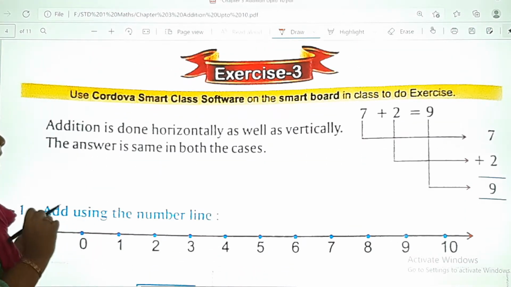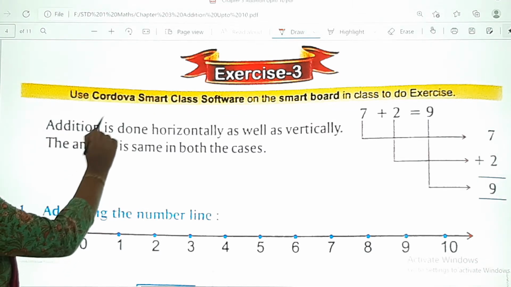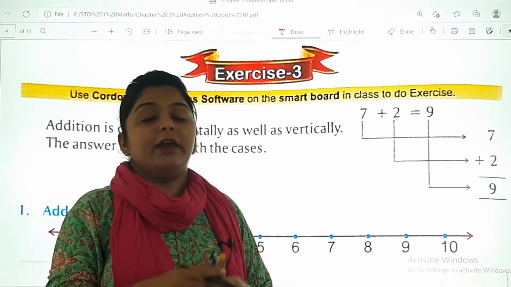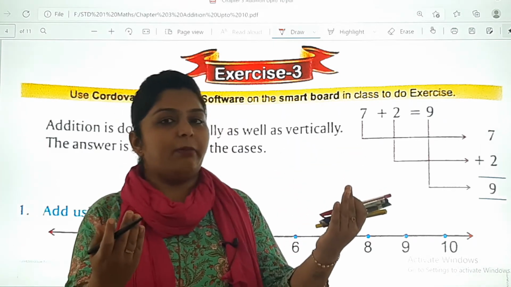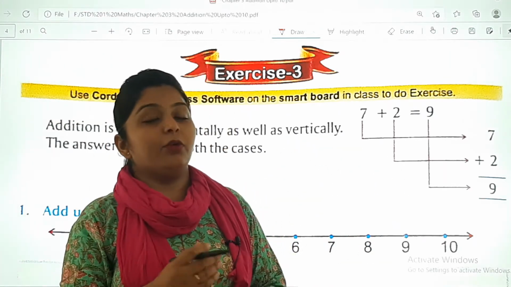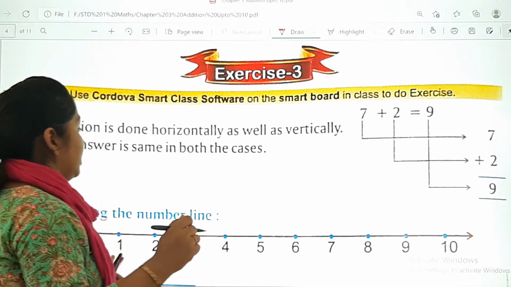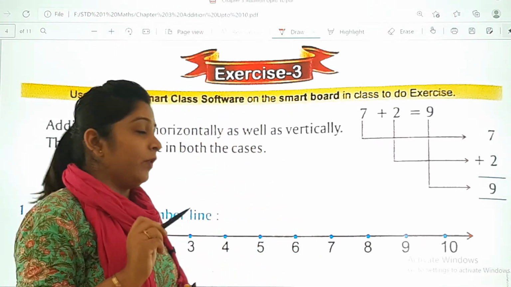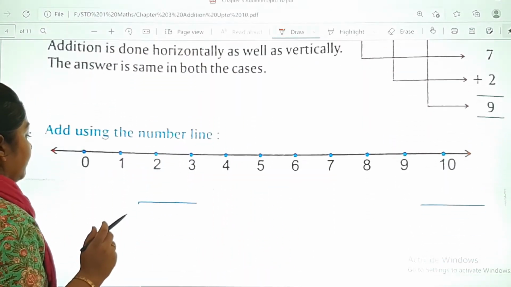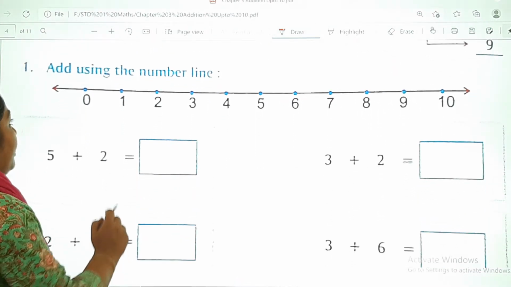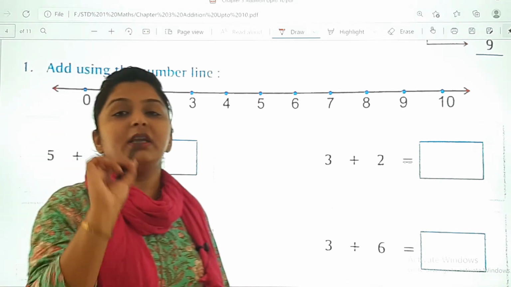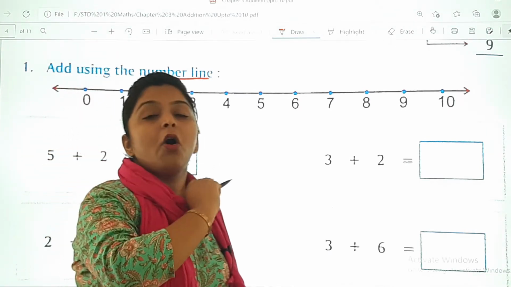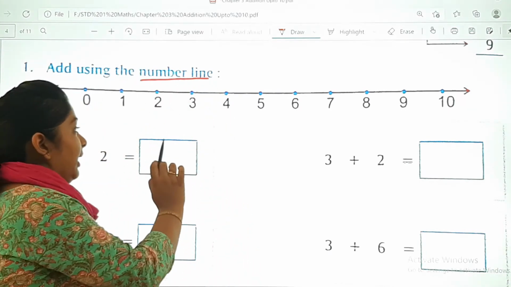Yes. Exercise 3. Now, addition is done horizontally as well as vertically. Just as ma'am showed you now, in this hand ma'am had some pens and in this hand also. Then ma'am exchanged them and you did the addition. Similarly, we can do addition in the horizontal way, and also vertically. Now which is the horizontal one? Let us see. Dear children, when you do addition using the number line, that is horizontal addition, like this.